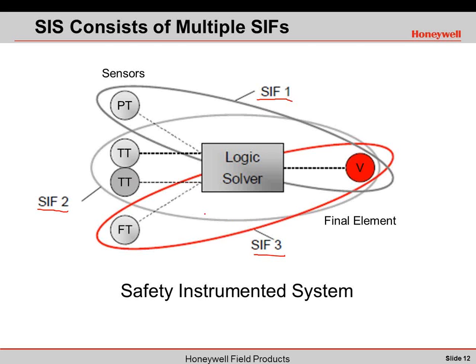So we have dual temperature transmitters here making up another safety instrumented function, and then a flow transmitter here that makes up another safety instrumented function. And in this particular case, the sensors all have an effect on one final element. You'll see in a lot of cases, though, there are actually multiple final elements depending on the needs of the safety system and the individual SIL level.